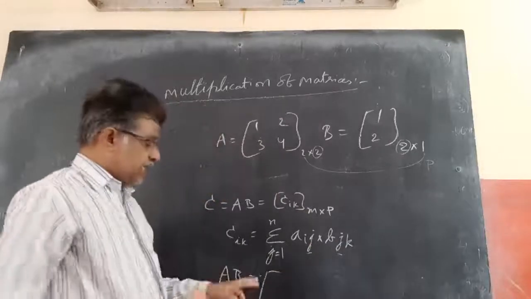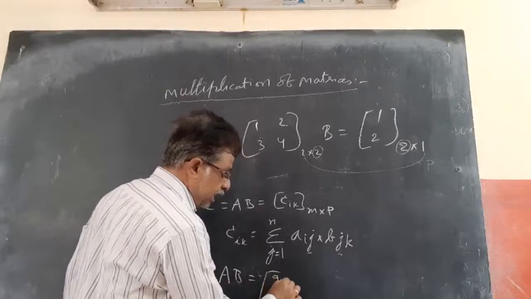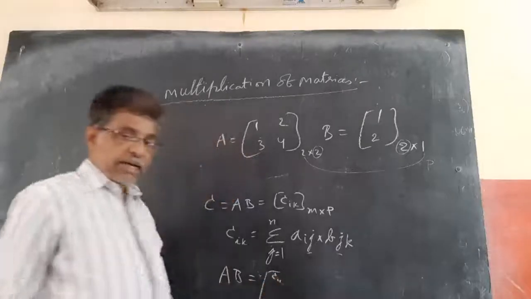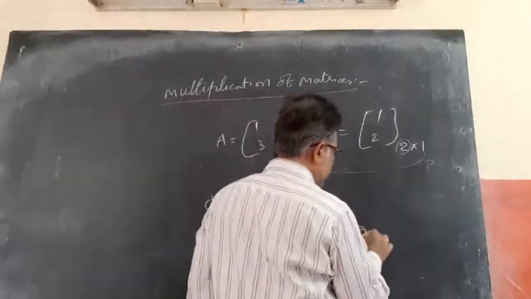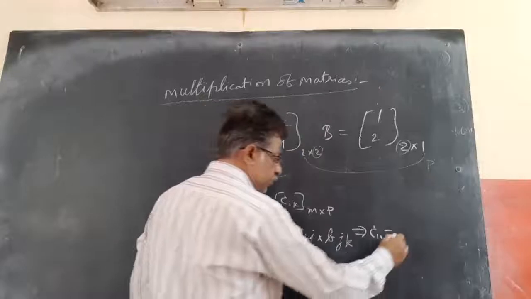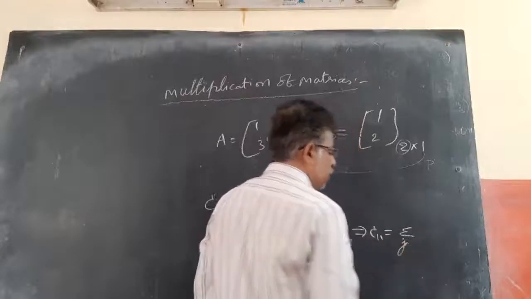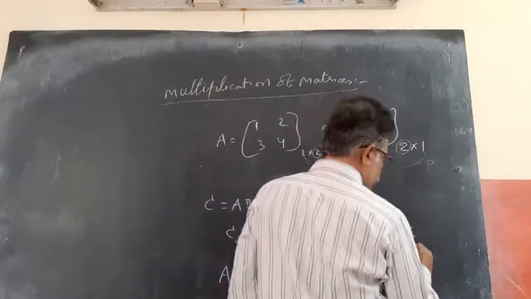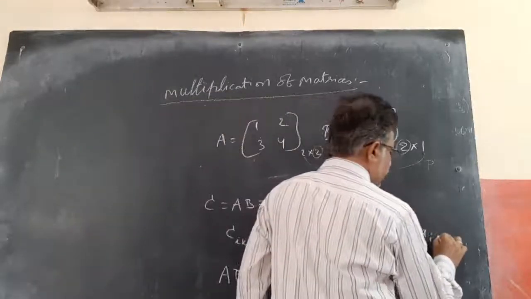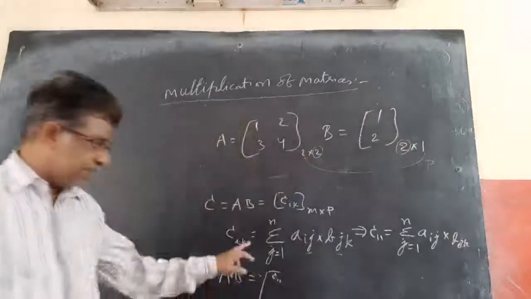Now what I am saying, Cik, if this is the first row first column element, I want C11. How to find C11 here? C11 equals, according to this formula, sigma of j equals 1 to n, Aij into Bjk. This is the formula I gave for Cij.